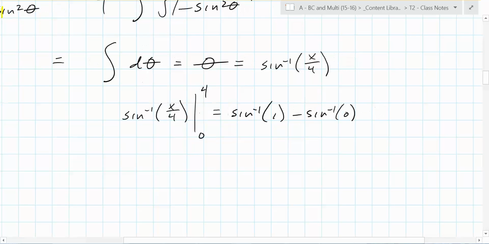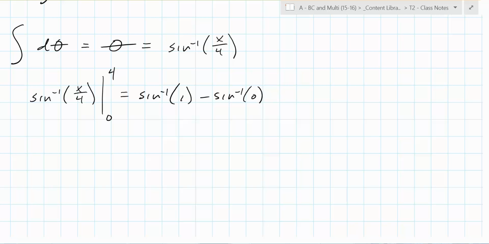It's fun. I always expect there to be some sort of sinkhole where you can't plug in all of a sudden. Nice. What's sine inverse of 1? Pi over 2 minus what? What's sine inverse of 0? It's 0. So it's pi over 2. Oh, we got it. We just did math.